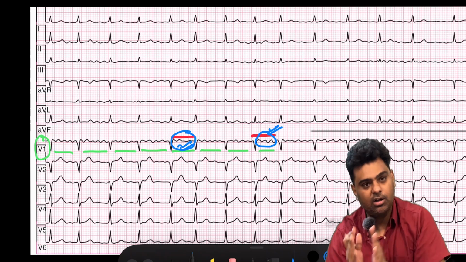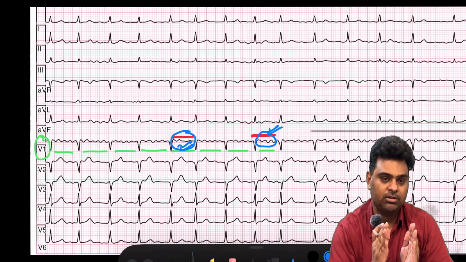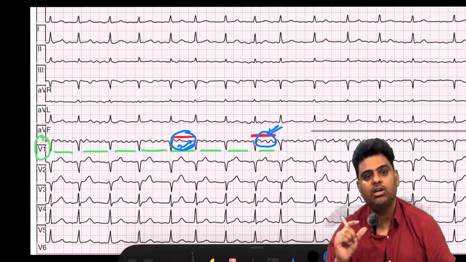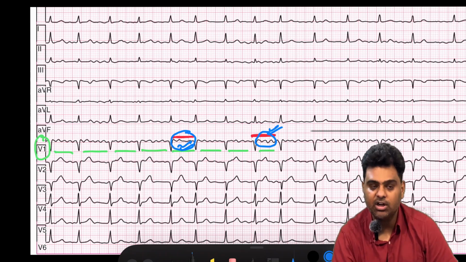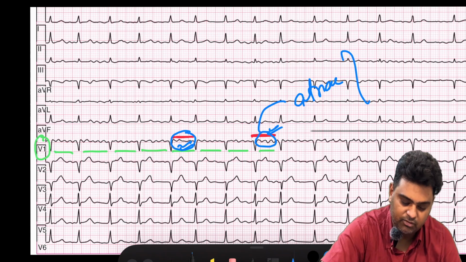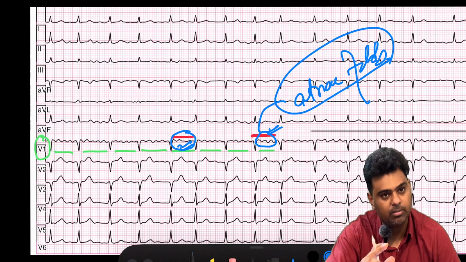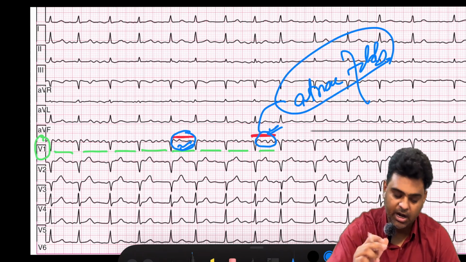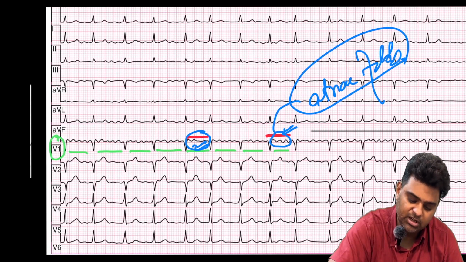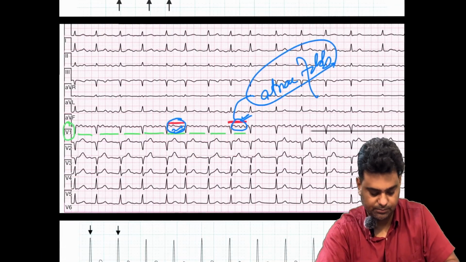When you see an irregular rate, take those two RR intervals which are constant and see the pattern. If the pattern is the same, then it is atrial flutter. If the pattern is different, then it is a case of atrial fibrillation. So this is how you have to differentiate between atrial fibrillation and atrial flutter. And I am again telling you that atrial flutter generally presents with a constant rate.